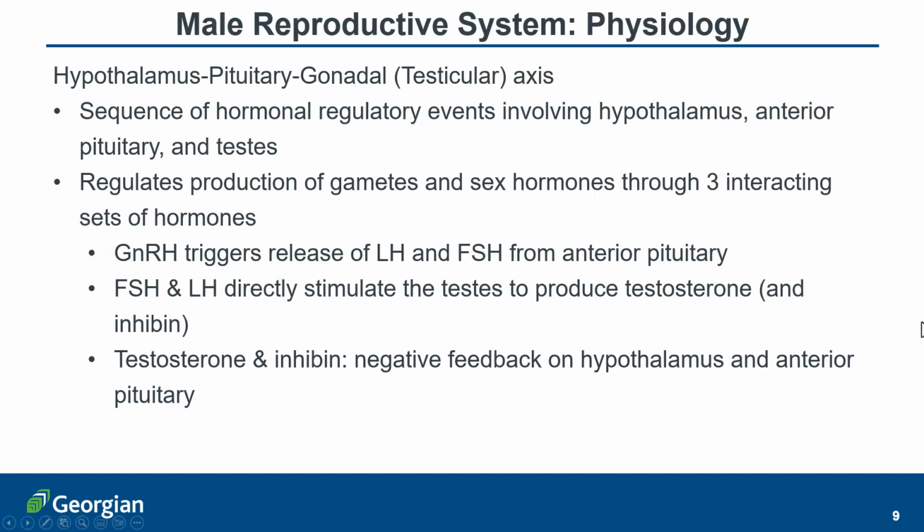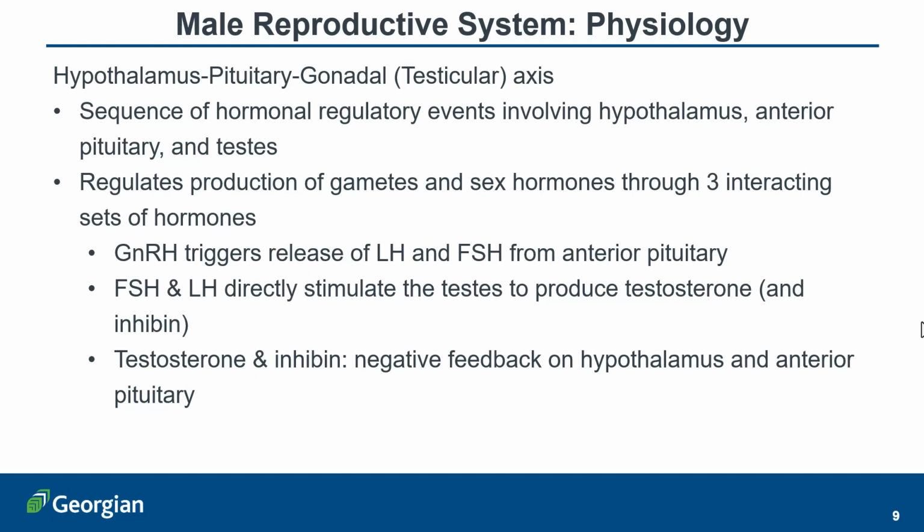Let's now discuss the hypothalamus-pituitary-gonadal, or in this case testicular, axis. This particular axis is really a sequence of hormonal regulatory events that involves the hypothalamus, anterior pituitary gland, and the testes. It regulates the production of the gametes and the sex hormones through three interacting sets of hormones, including GnRH, or gonadotropin-releasing hormone, which in turn triggers the release of LH and FSH from the anterior pituitary. GnRH is released by the hypothalamus.